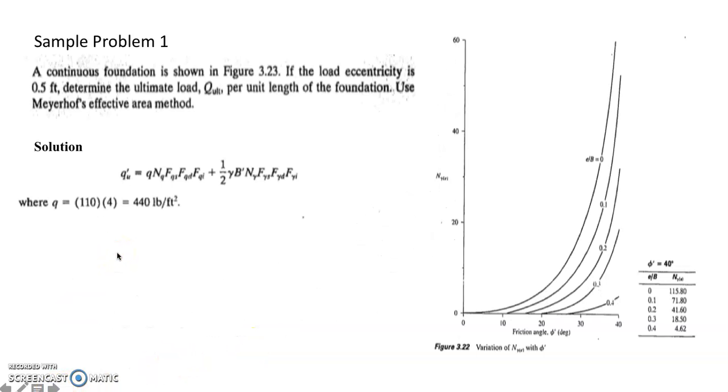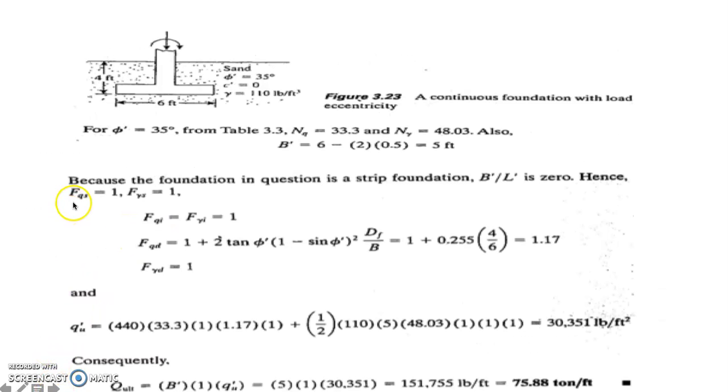So we have a sample problem. A continuous foundation is shown in the figure. If the load eccentricity is 0.5 feet, determine the ultimate load Q ultimate per unit length of the foundation. You are going to use Meyerhof's effective area method. Using the Meyerhof effective area method, you have this expression, and you can compute for the effective surcharge, which is 440 pounds per square foot. This is the figure illustrated in our given problem.